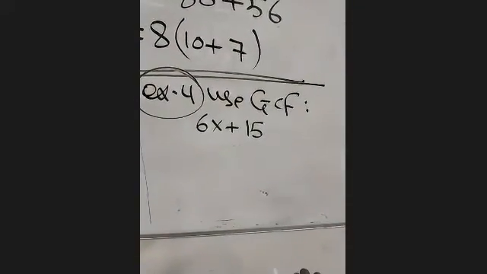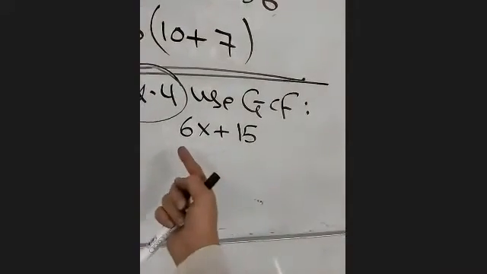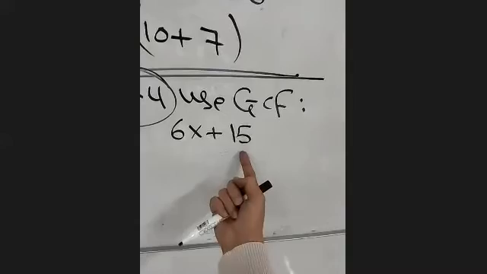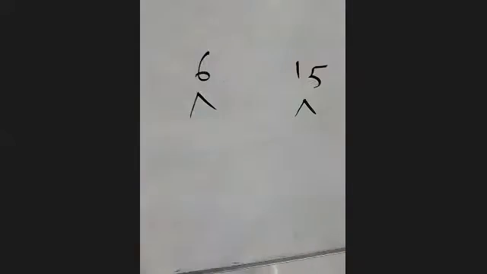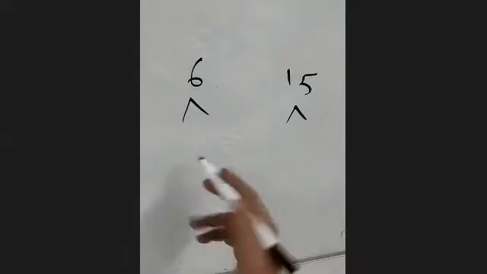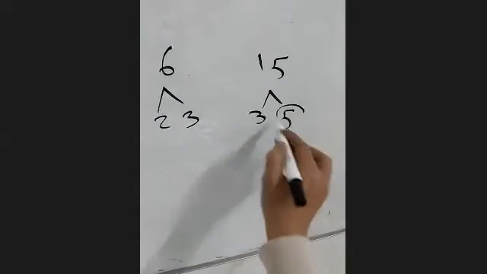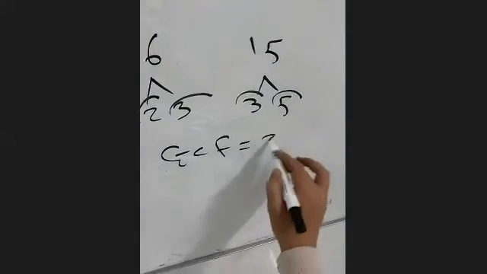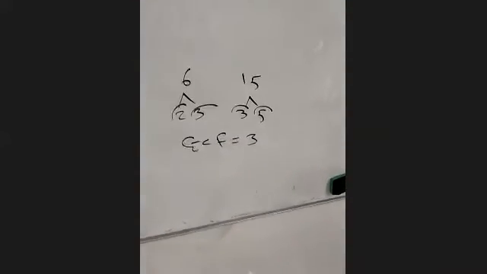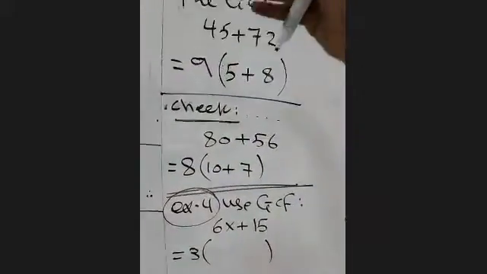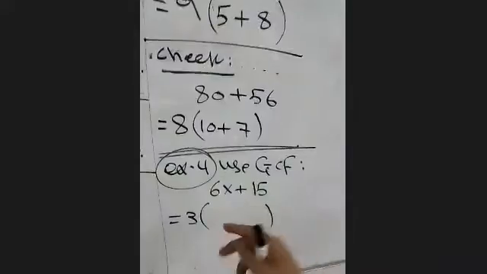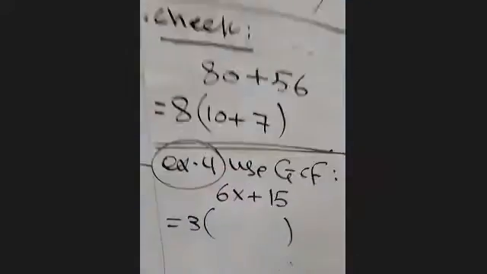Right, Amer? So I will go to these numbers, 6 and 15, and find the GCF for them. Do you know how? Mister, it's 3. How? 6 is 2 and 3, 15 is 3 and 5. The GCF is 3. Excellent. So now the 3 I will take and go back to my question here and make it 3 and put a bracket. Look guys, I'm doing the same steps of the previous one, but here I have x. This is the only difference.